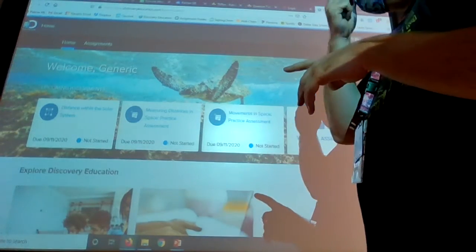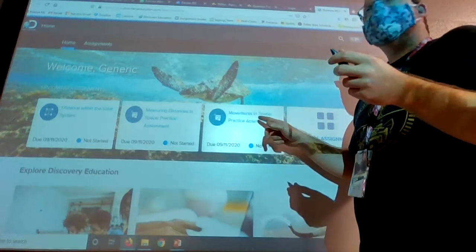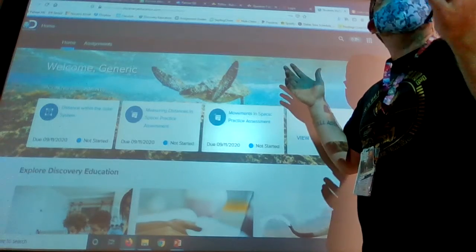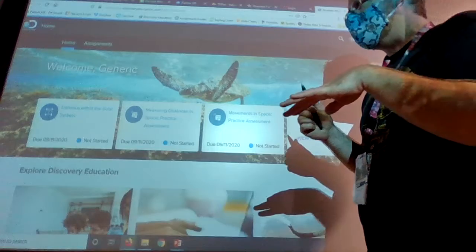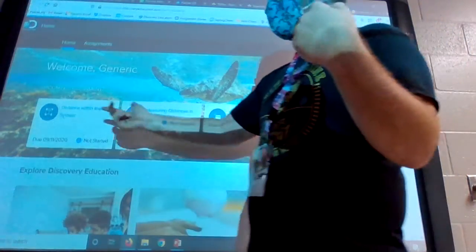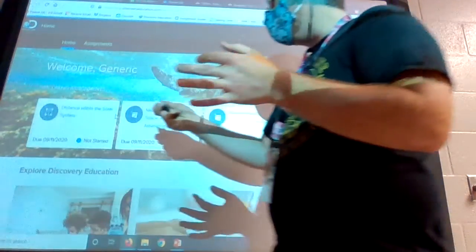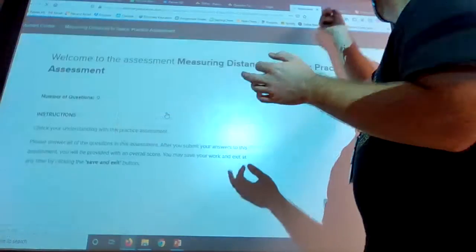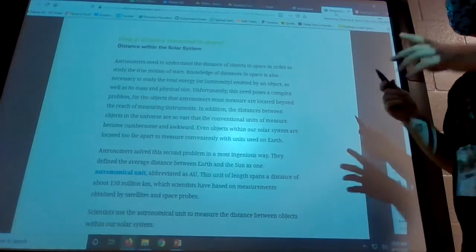All right. So look, what we have, just so you know, the movements in space is still up from yesterday. I just left it up an extra day just in case anybody couldn't get it done. So if you still need to work on it, it is there. Today, we're doing measuring distances in space, and I have the reading assigned, which is distance within the solar system. So we're going to go ahead and open that up, and I will go ahead and open up the assignment also. So close your Chromebooks. And we're going to go through this.